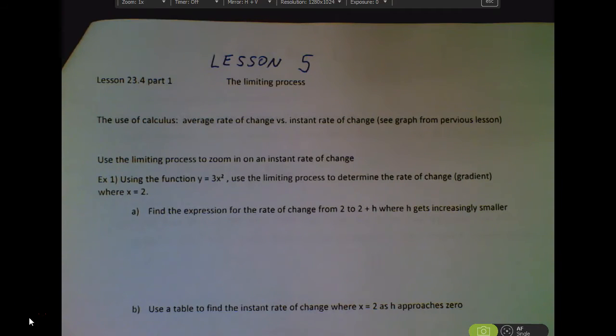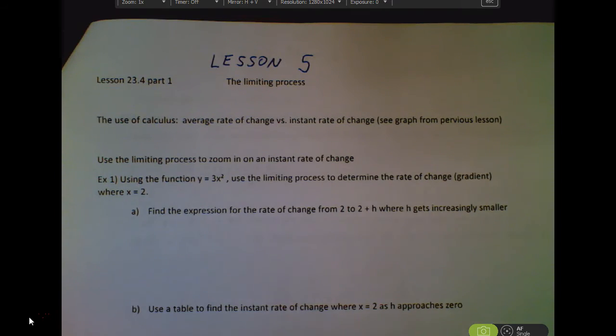For our fifth lesson of our Introduction to Calculus, we are going to be looking at something called the limiting process. We are now getting into more of the need for calculus, as we've been dealing with an average rate of change, also known as the gradient, also known as the slope of different functions.